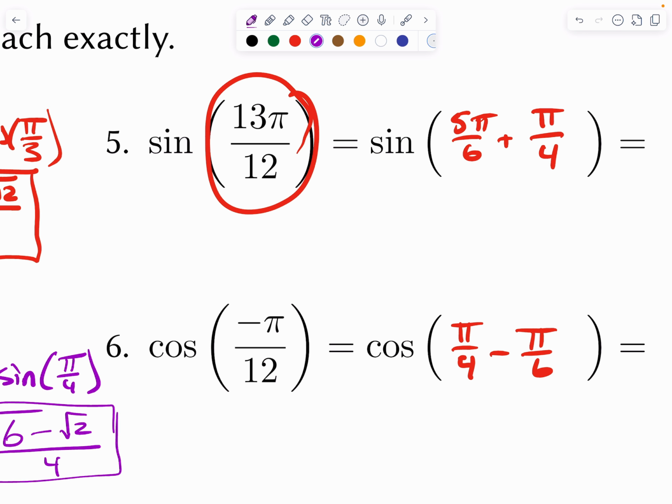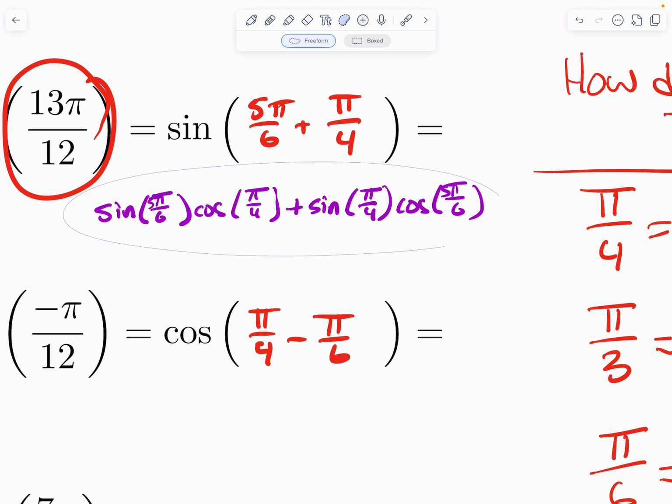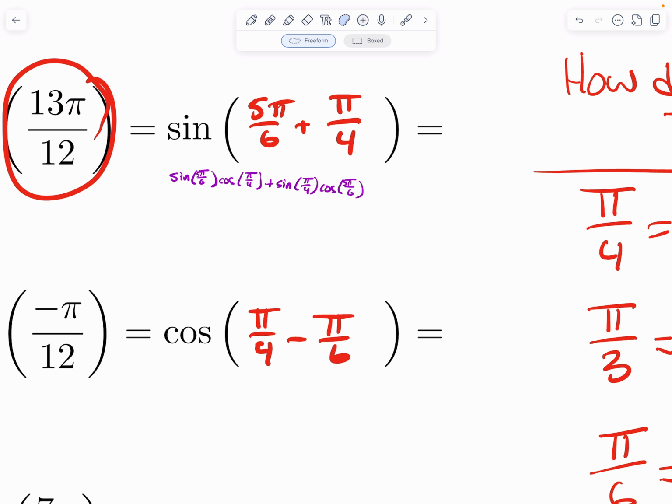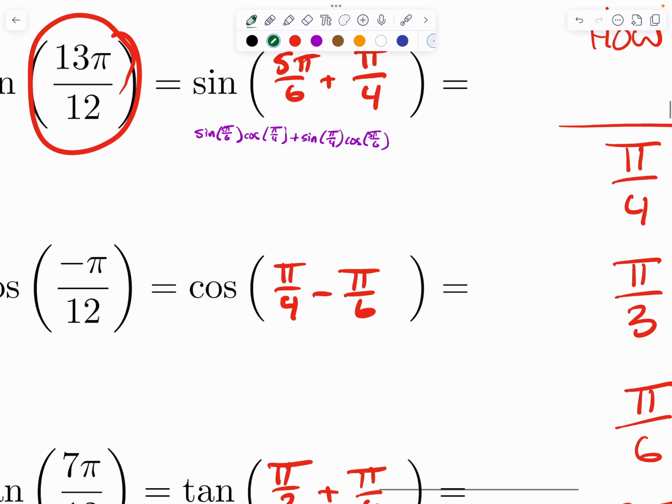Sine of pi over 6 times the cosine of pi over 4 plus the sine of pi over 4 times the cosine of pi over 6. Sorry, 5 pi over 6. Okay, so that's what I'm going to be doing. Let's make that small. Yeah, I'm getting sick of it myself, so I can't imagine how bad you feel about it.